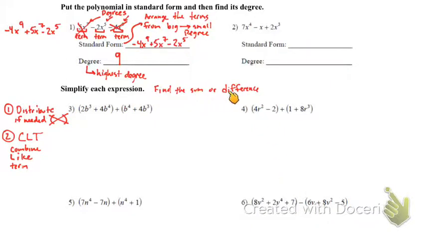So this is just a different way of saying, hey, I want you to simplify. Whether it's addition for sum or subtraction for difference, you're still simplifying. So don't let those directions confuse you when you see the assignment today. It's basically doing what we're about to do. Okay? So number 3, what we want to do is distribute if needed. We need to get rid of the parentheses. And the only way we can get rid of parentheses is to distribute.